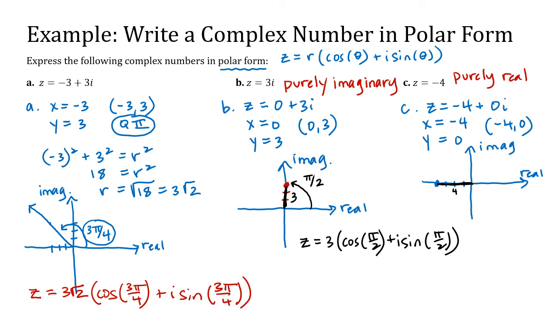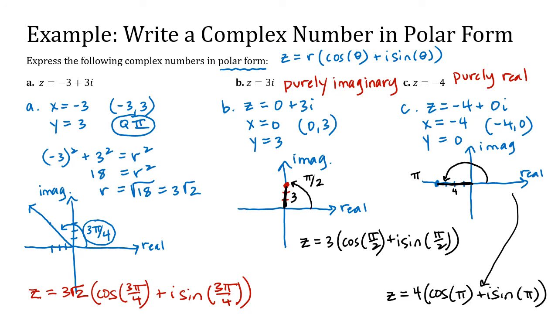And from the positive x-axis, what is that theta? That theta is going to be pi, isn't it? Okay, so for this one, let me just put this down below. z equals negative 4 can be rewritten in polar form as z equals 4 times the quantity, the cosine of pi, plus i times the sine of pi. And that's it.